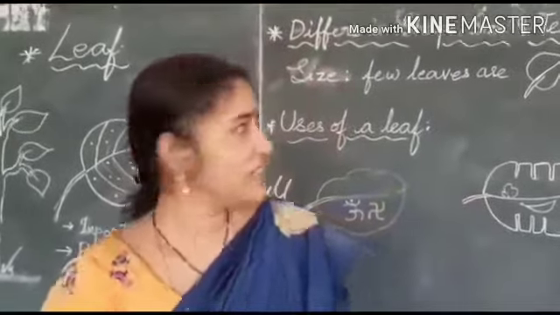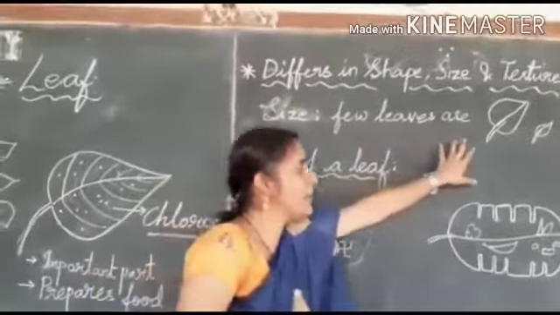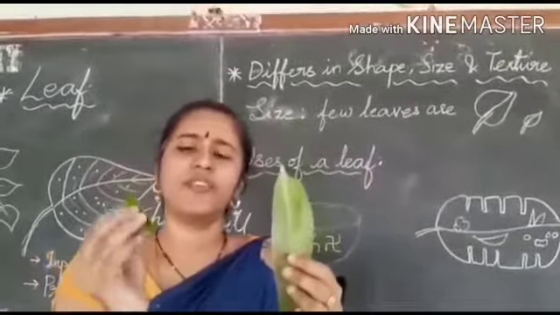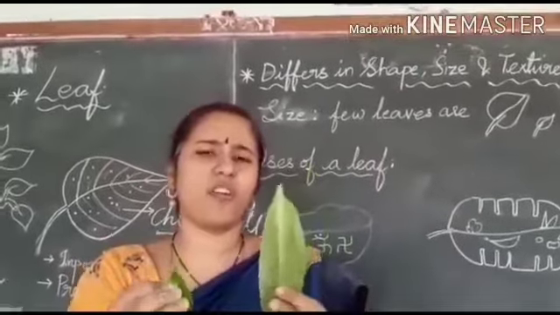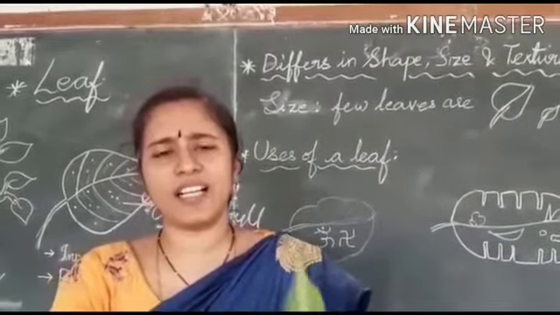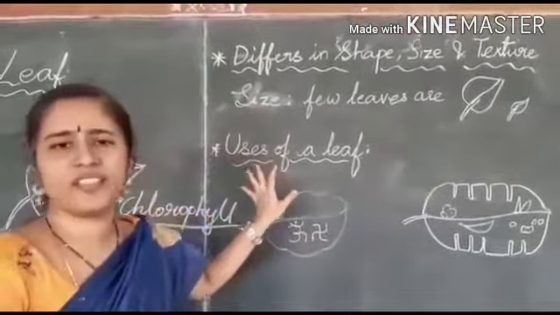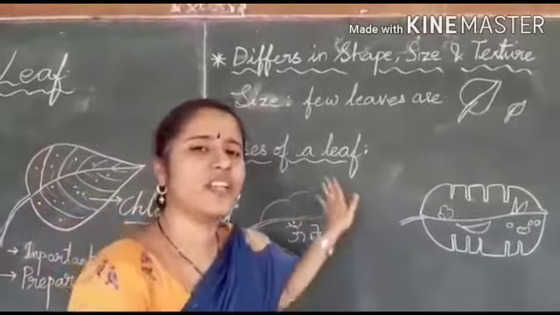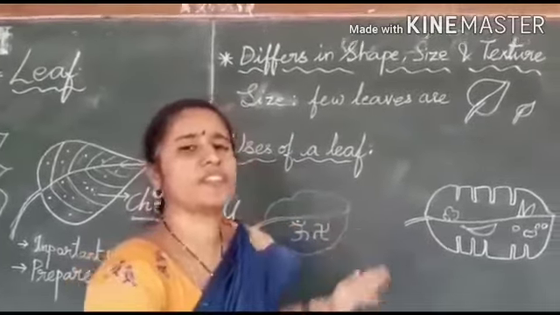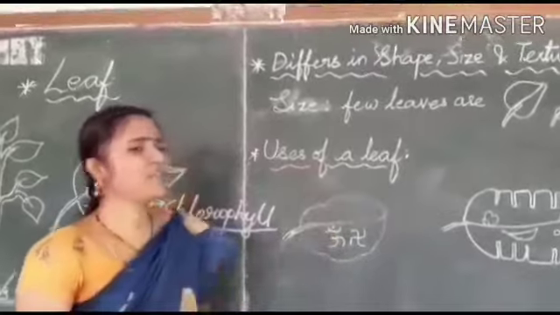Okay. Now look at size. Few leaves are big and others are very small, as I showed just now. See, this is very big. Few leaves are very small. All will not be the same in size. They will not be the same in size, color and texture. So I think you understood how the size of the leaf differs. Now we will learn about the uses of the leaf.